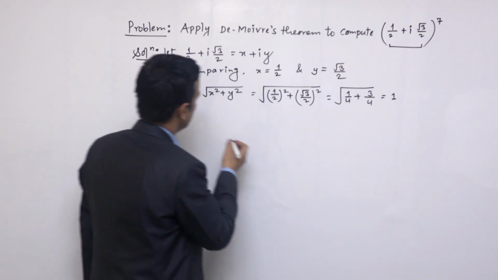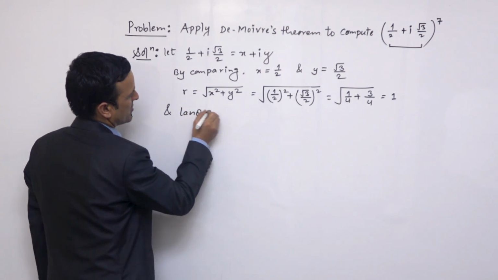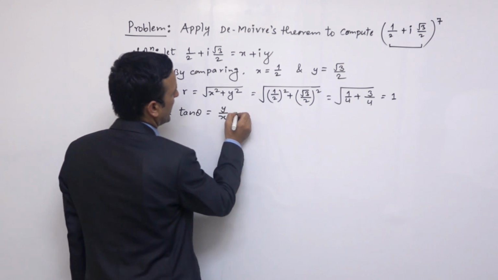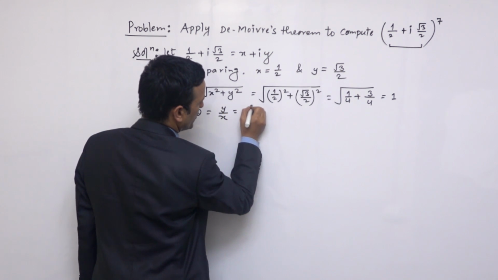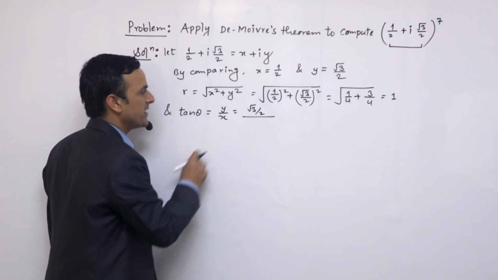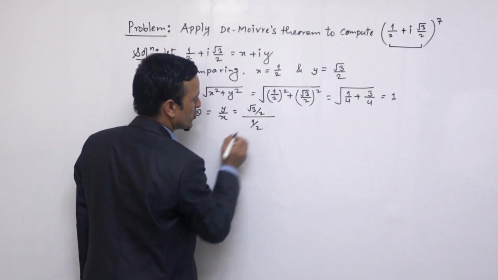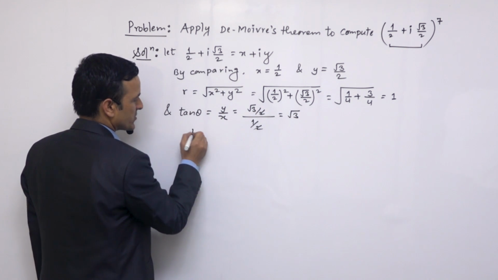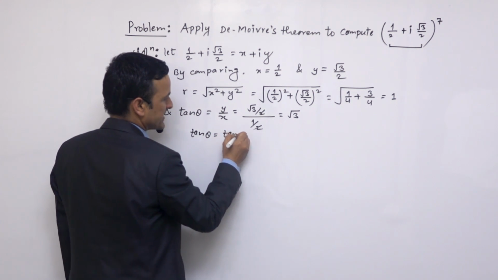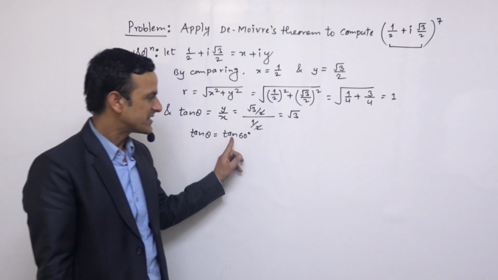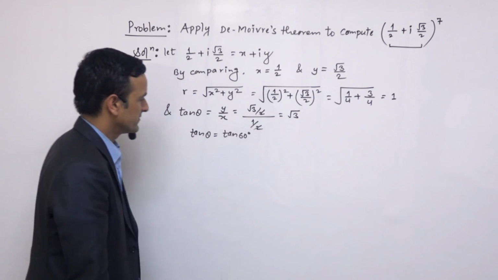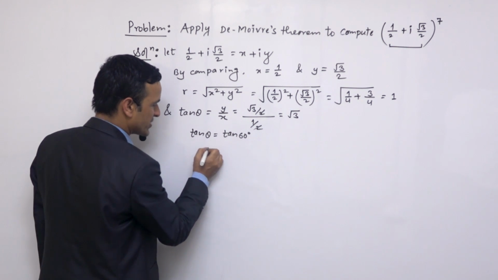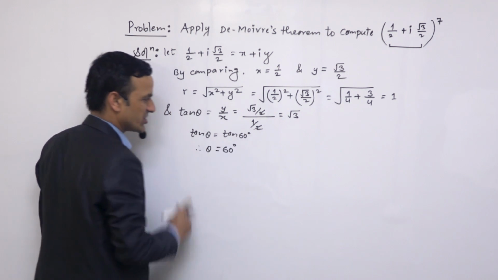So r is 1. Similarly, tan theta. Write down tan theta, whose formula is y upon x, and the value of y is root 3 upon 2 divided by the value of x, which is 1 by 2. So we can cancel 2 and finally we get root 3. So tan theta is equal to tan 60 degree. As you know, tan 60 degree is equal to root 3. Root 3 is the value of tan 60 degree. So if we compare tan theta and tan 60, then we get theta is equal to 60 degree.